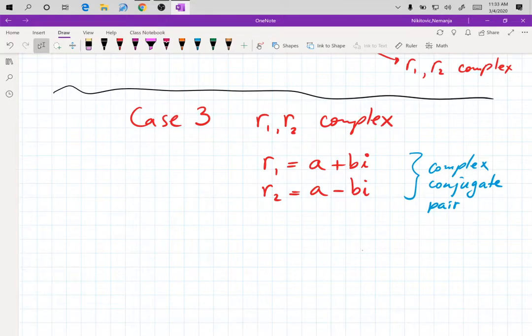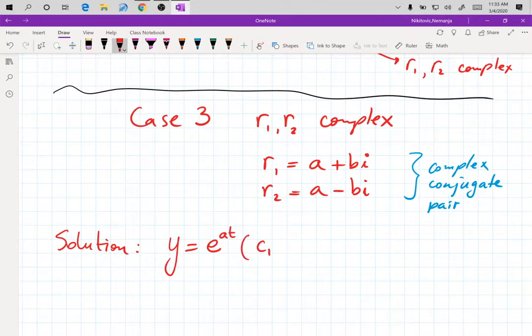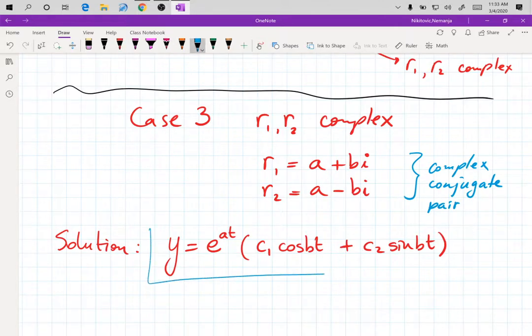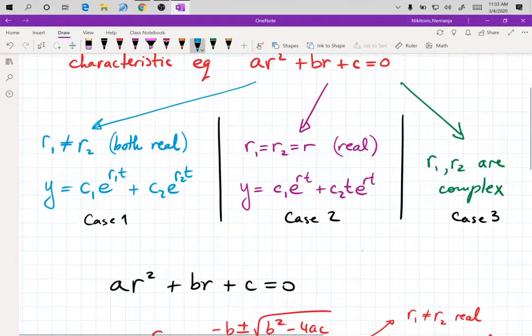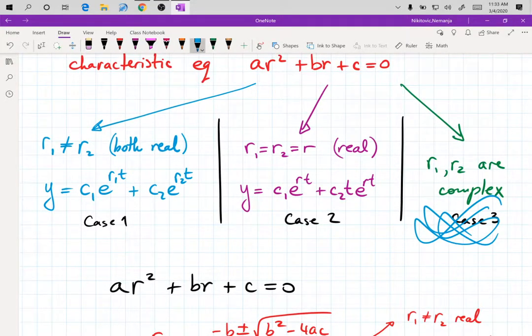Complex conjugate pair. So now what do we do here? If we have a complex conjugate pair, the solution is given by y equals e to the at times c1 cosine bt plus c2 sine bt. This is the solution you are memorizing, and this is the solution that goes into our chart up here. That's the solution that will go right there, to fill in the chart.